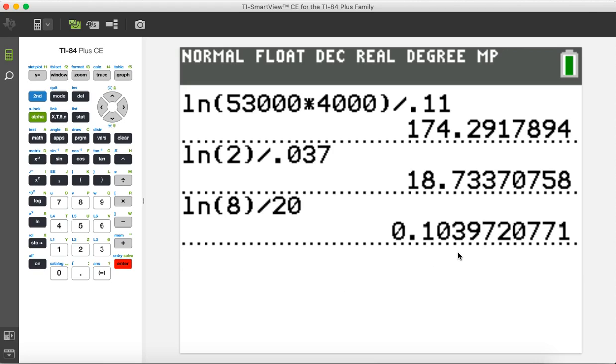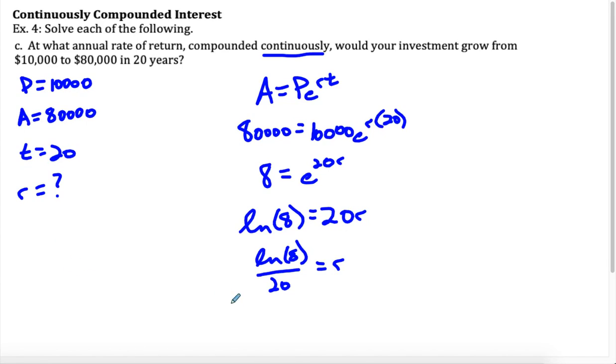0.10. Let's go out. Since this is going to be a percentage, we're going to end up moving the decimal a couple of spots if we want to write it as a percentage. So to take this percentage out to 3 places, we would actually go out to here. So 0.10397 is the rate. And then if we wanted, we could rewrite that as 10.397%. Okay.